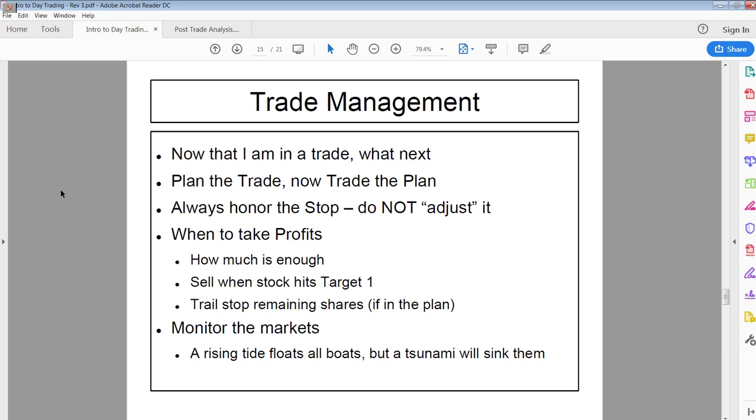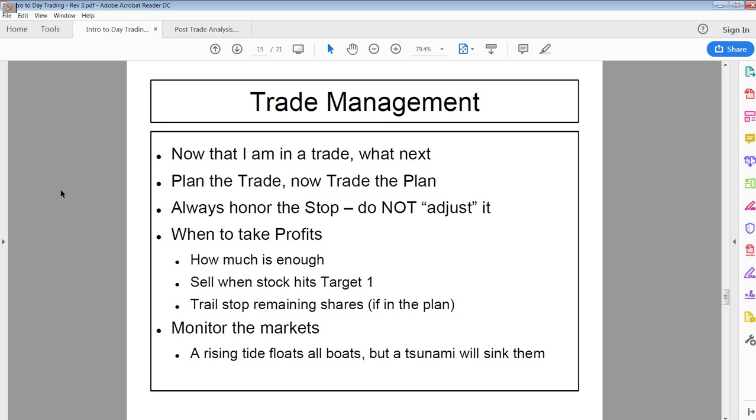Big thing is plan the trade and now trade the plan. And always honor your stop and never, quote, adjust it, unquote. Don't talk yourself into it, because that's where you go down this slippery slope. That's when a day trade becomes an investment.